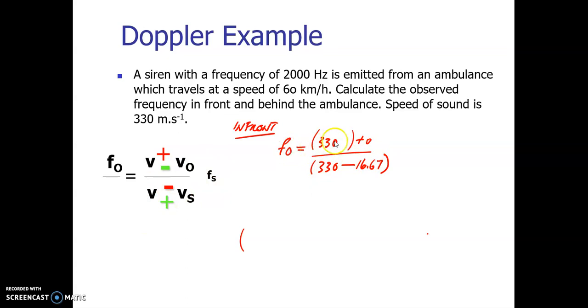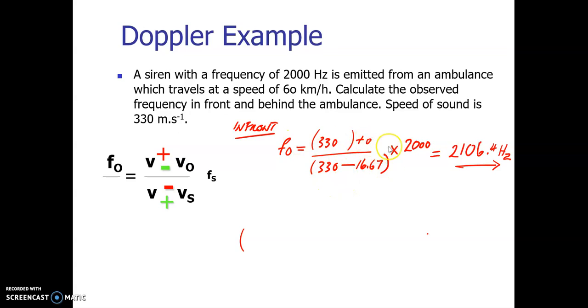So I'm calculating, there's the speed of sound. I'm adding 0 to it in the front because the observer is standing still, we assume, and then I'm going to subtract the speed of the source. Now they said 60 kilometers an hour. I've obviously converted that to meters per second because we're working with the speed of sound in meters per second. And you remember, to get from kilometers per hour to meters per second, you divide by 3.6, and that gives you 16.67. So you put those values into your equation.